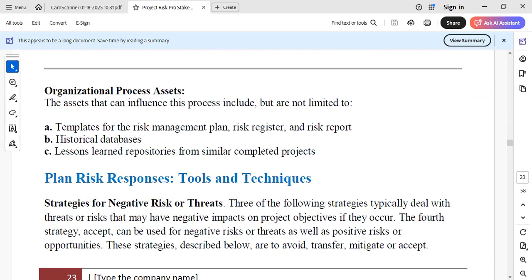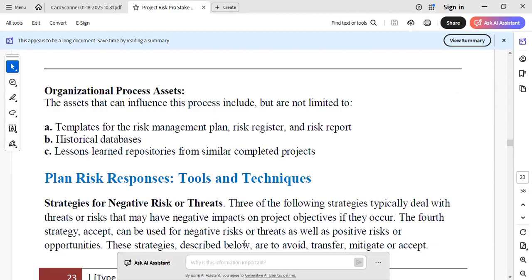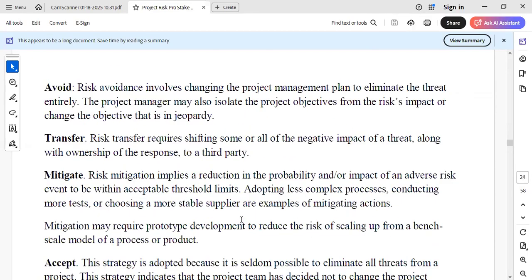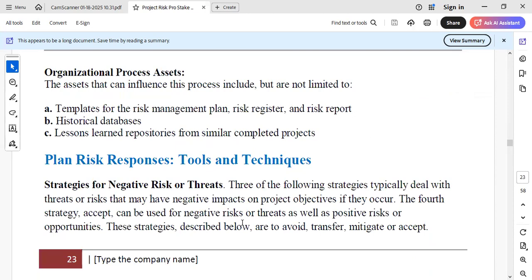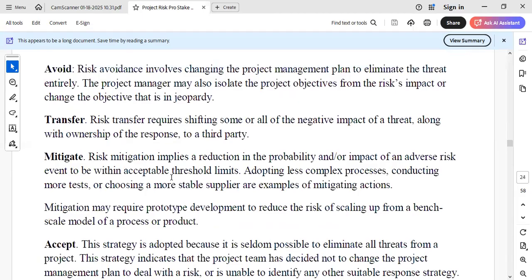When we talk about strategies for negative risk or threats, there are things we must deal with. We must ensure that we do what? We keep the risk minimal or totally away from the project. And there are 4 strategies we have. The first one is either we are avoiding the risk, we are transferring the risk, we are mitigating the risk, or we are accepting it.